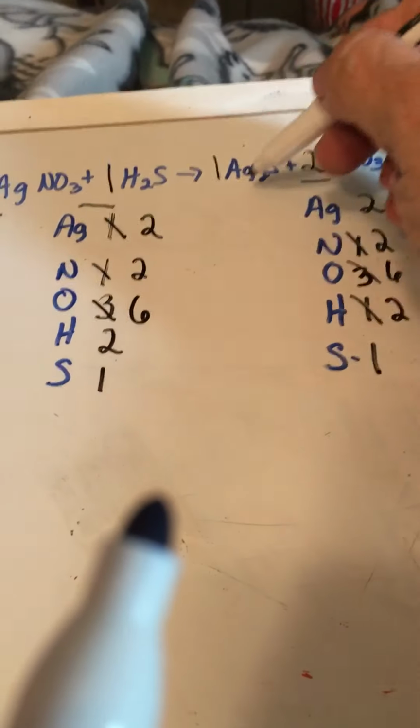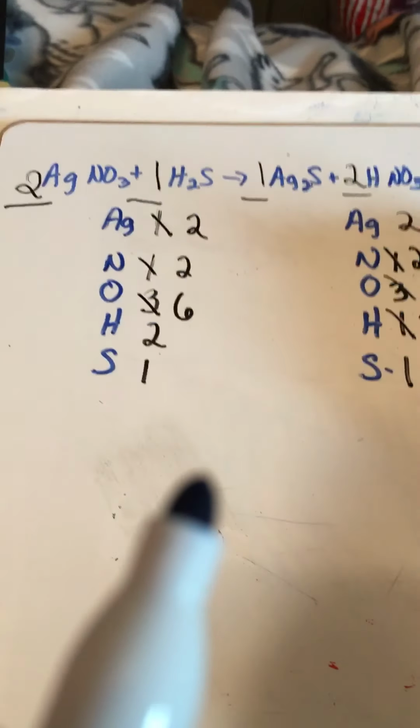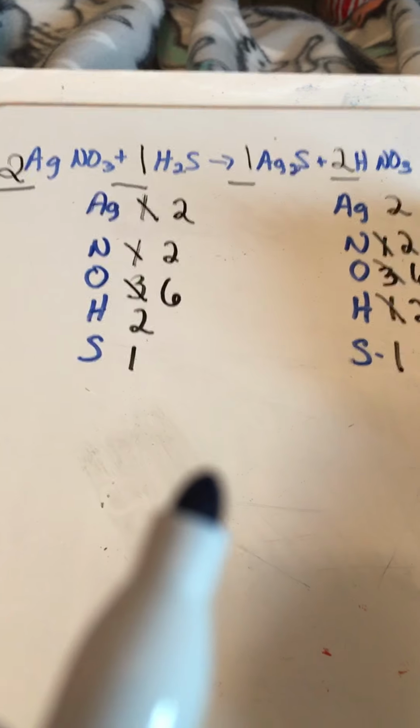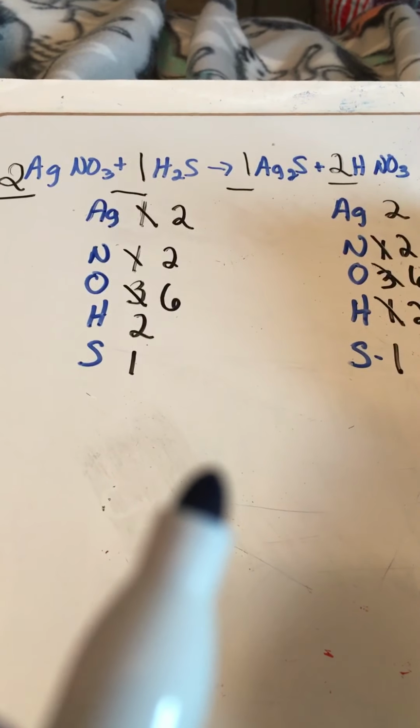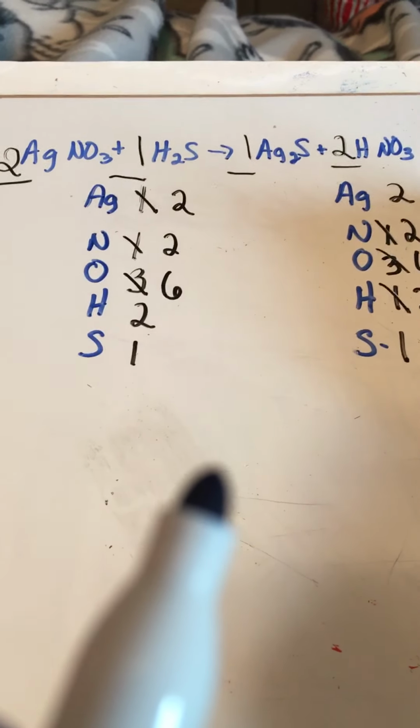What do these numbers stand for? Well, they stand for moles. We know that a mole equals 6.02 times 10 to the 23rd particles.